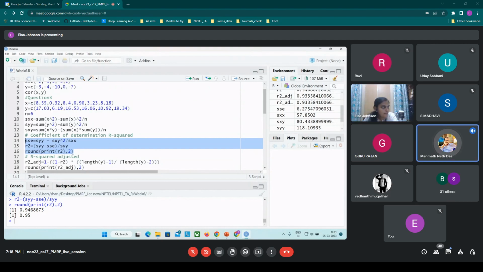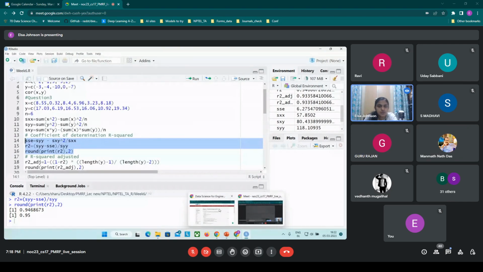We used to consider the p-value whenever we are dividing it, that is called adjusted r square. In the first one, top one, we are dividing it by n minus p minus 1, and the lower one, we are dividing it by n minus 1.